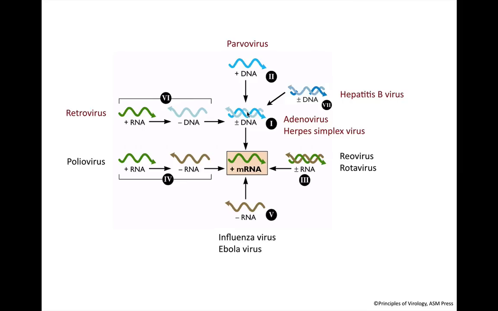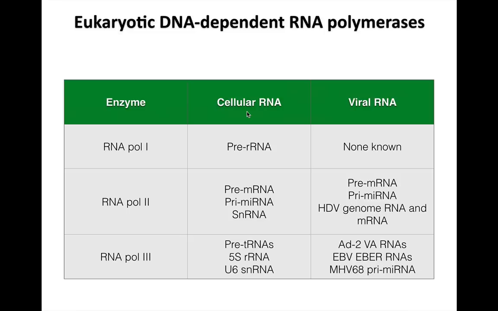copy. There are three DNA-dependent RNA polymerases in cells, and they're called polymerases 1, 2, and 3, or Pol 1, 2, and 3, and they synthesize different kinds of cellular RNA. RNA polymerase 2 makes precursors to mRNA, as well as precursors of small regulatory molecules. RNA polymerases 1 and 3 make stable RNAs like ribosomal RNAs and transfer RNAs, respectively. For most DNA viruses, transcription is accomplished by Pol 2.